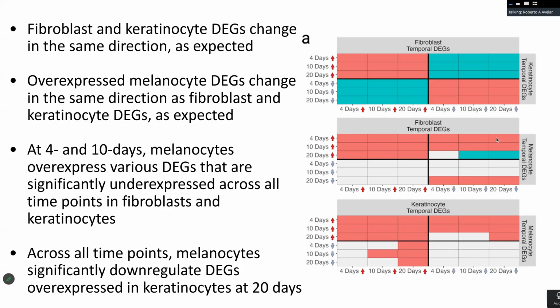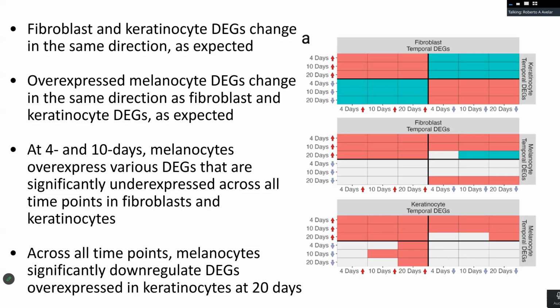We see, for example, that genes that are upregulated across time points in melanocytes, or across the first two time points in melanocytes, are actually downregulated across all three time points in fibroblasts. And so we get this weird opposing sort of transcriptomic profile.